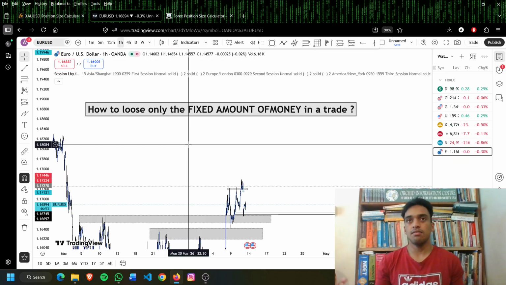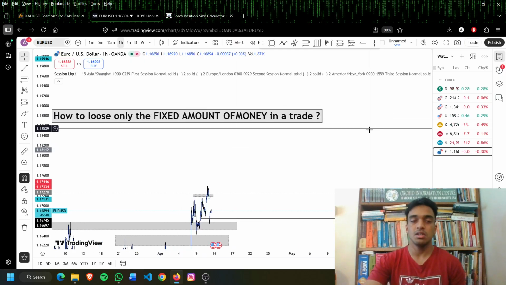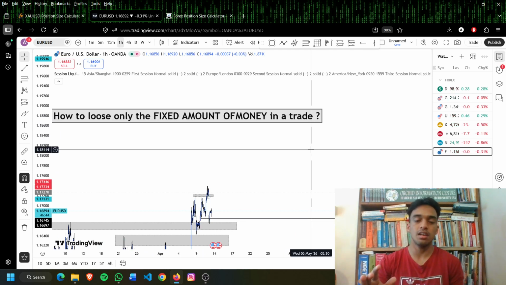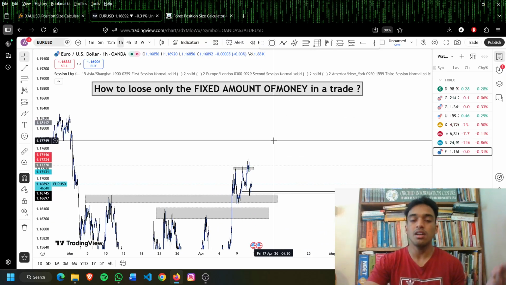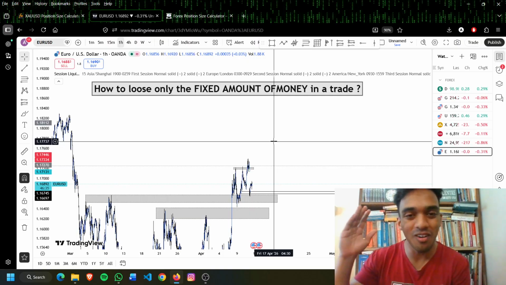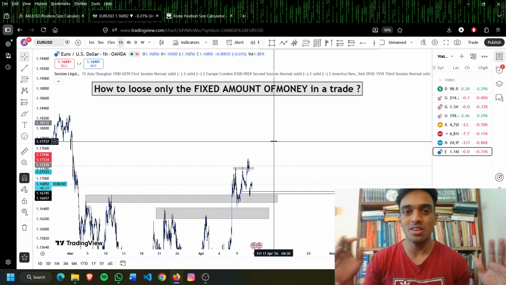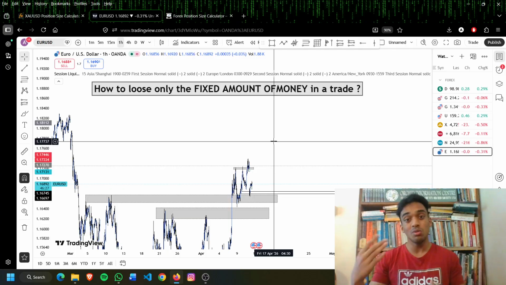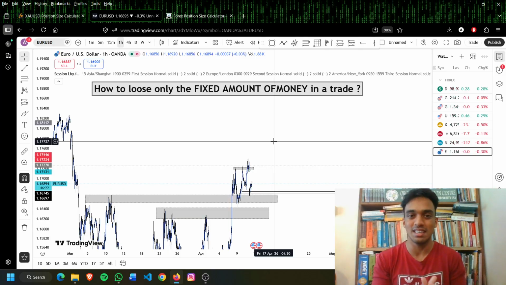For example, you have learned about risk to reward and all those concepts. So you just know that if you are risking 100 rupees, you have to gain 200 rupees. But how to risk only 100 rupees? That is a question almost all traders have, even I had it. I got to know about this 6 months ago, and no one was there to teach me. I just learned it somehow, from ChatGPT, I guess.